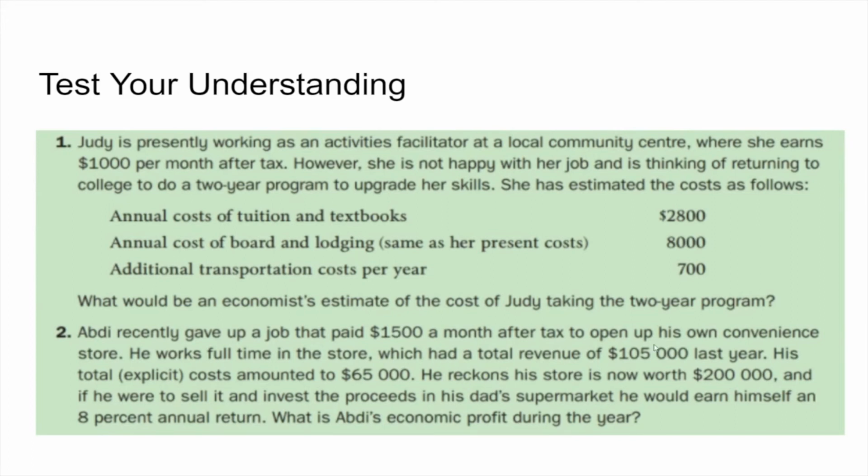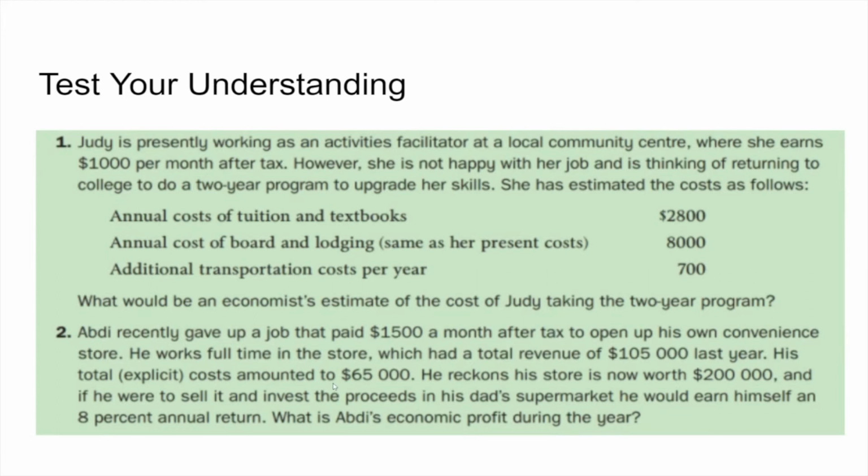He reckons his store is now worth $200,000. If he had to sell it and invest the proceeds, he could earn himself 8%. Well, 8% on $200,000 is $16,000 a year. So $16,000 a year plus $18,000 a year is $34,000. That would be the opportunity cost of really running a business.